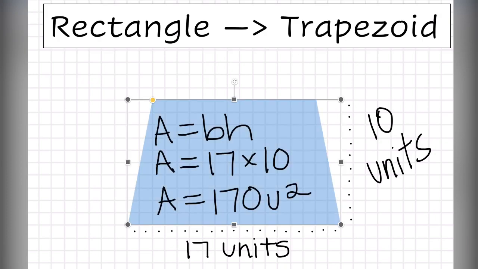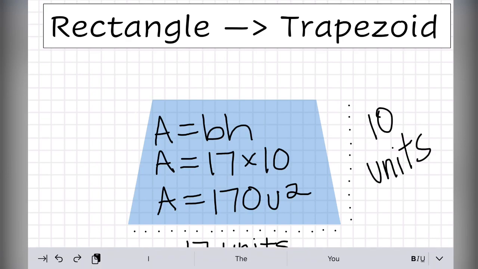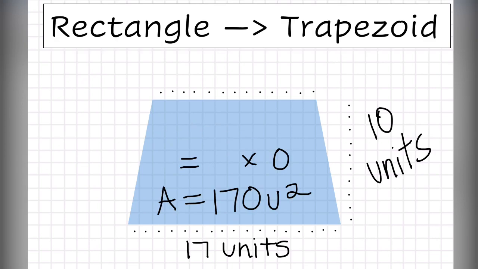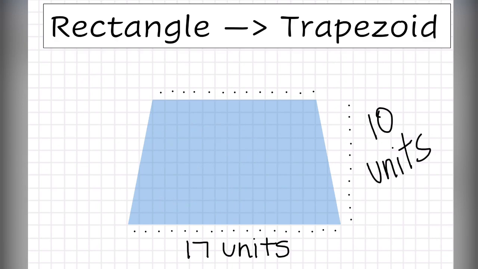This creates what's called a trapezoid. A trapezoid has one set of parallel sides. The other two sides, the left and the right, if they were to go on forever, they would eventually touch. When I notice that one base is different than the other base, my math is now irrelevant.